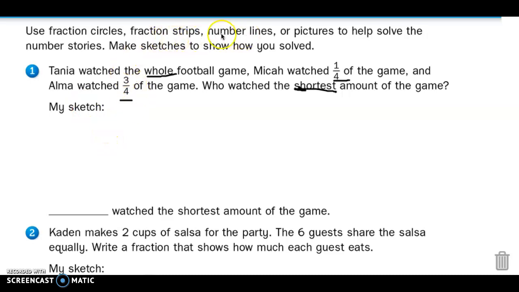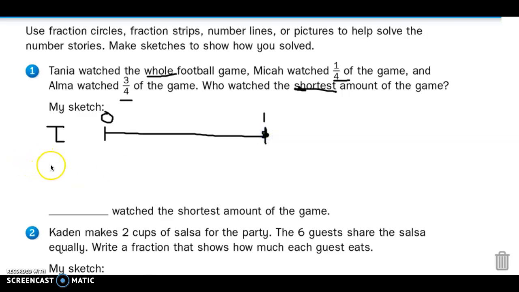I'm going to do, I think, number lines for this one. Okay, so I'm going to put T for Tanya, and here's my number line. Okay, there. And you know what? It said she watched the whole football game, so I know 0 to 1 is a whole. And yeah, this is where she would be because she watched the whole thing.